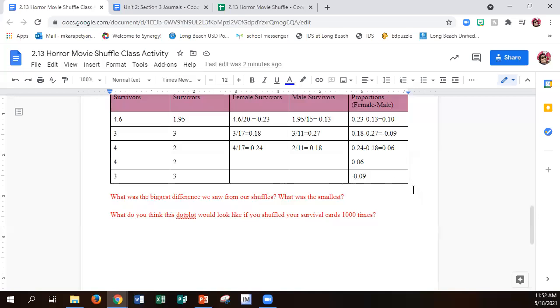Or how many survivors? For the differences. We're not looking at the number of survivors. We're calculating the differences of the proportions of the survivors. Oh, or if there was 1,000 of those. 1,000 of these differences, yeah. So you shuffled it 1,000 times, you got the proportions and you did the difference 1,000 times, and you're making a dot plot of the differences. Yes. Good clarifying questions.